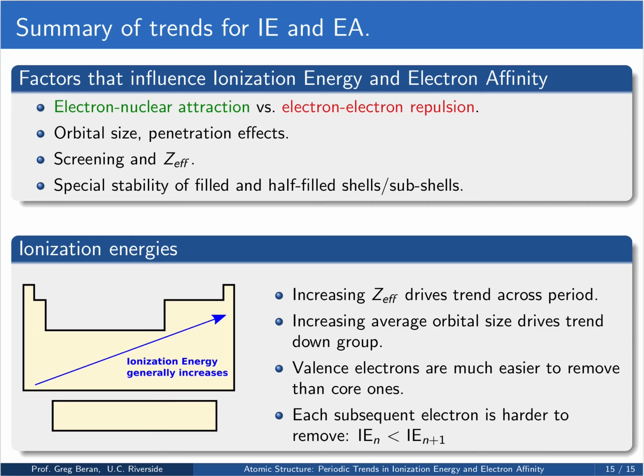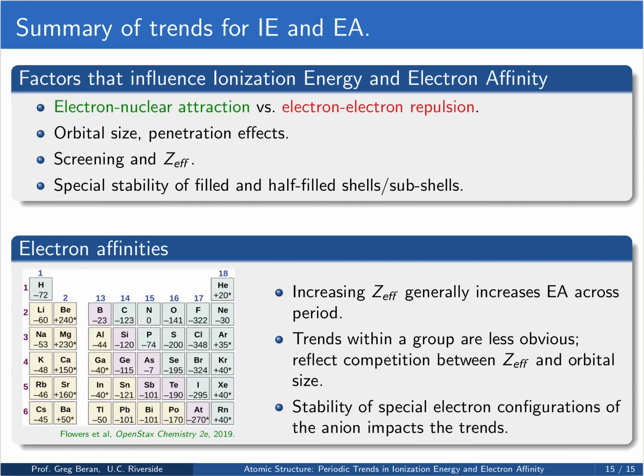Valence electrons are much easier to remove than core ones, and each subsequent electron we try to remove from an atom is harder to remove and therefore requires a greater ionization energy. For the electron affinities, the increasing Z effective generally increases the electron affinity across a period, but the trends within a group are less obvious. There's a subtle competition between the effective nuclear charges and the orbital size. The stability of special electron configurations of the anion also impacts the trends.